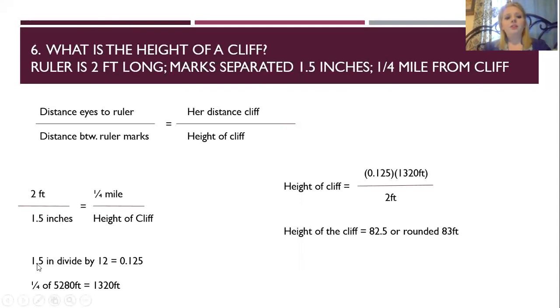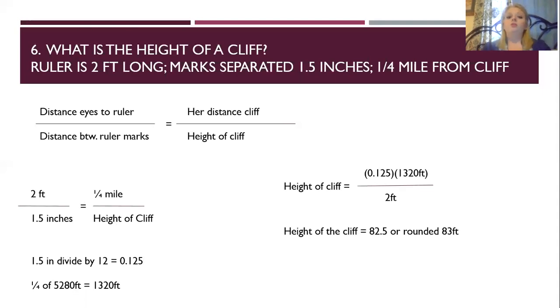Okay? So first we're going to take our 1.5 inches and divide it by 12, because we need it in decimal form, okay? And so that's going to give us 0.125. We're going to keep that number in mind. Next, we have to change our 1/4 of a mile into feet, because we need this to match. A mile is 5,280 feet, so 1/4 of that is going to be 1,320 feet.